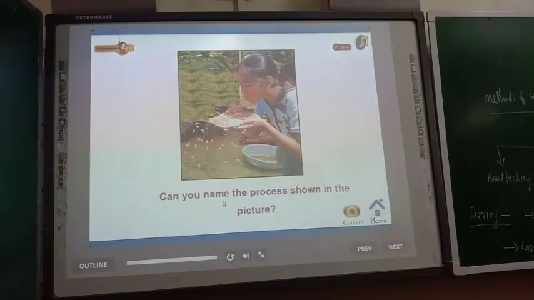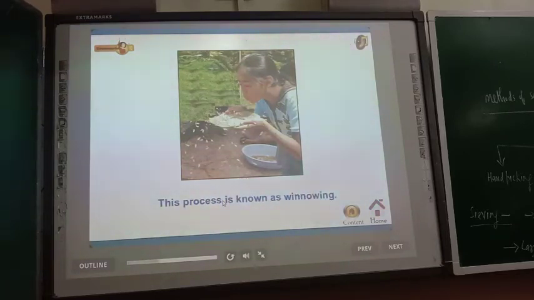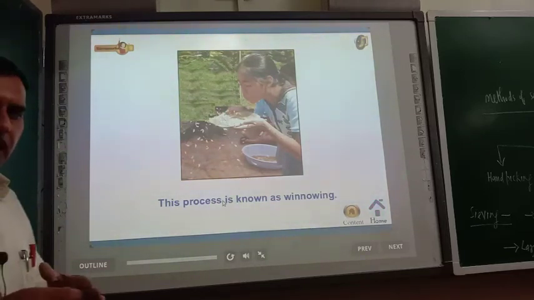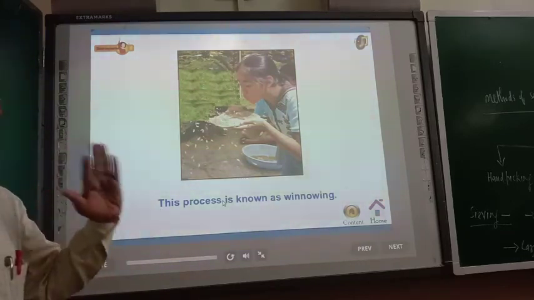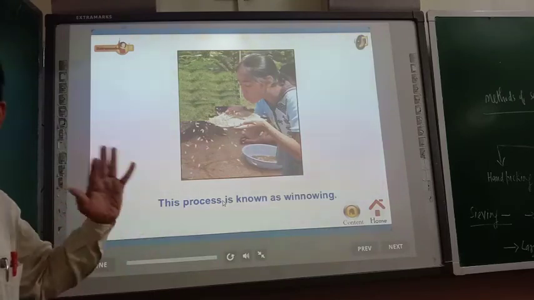So I hope that, dear cadets, you have got the sieving process with the help of that animation. Now let us proceed to another method. Can you name the process shown in the picture? Just see. This process is known as winnowing. So in winnowing, what we are doing? With the help of wind, we are separating lighter and heavier components of the substance.